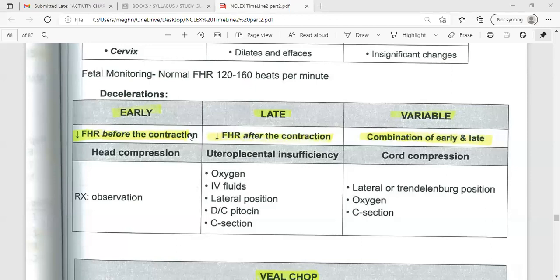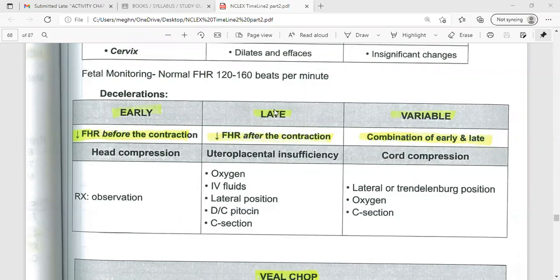So if my patient has early deceleration because of head compression, as an RN, what should we do? Basically nothing except observation. So head compression, sometimes it would be okay because of progression of the labor, but sometimes it goes bad with complications. Observation is the priority.